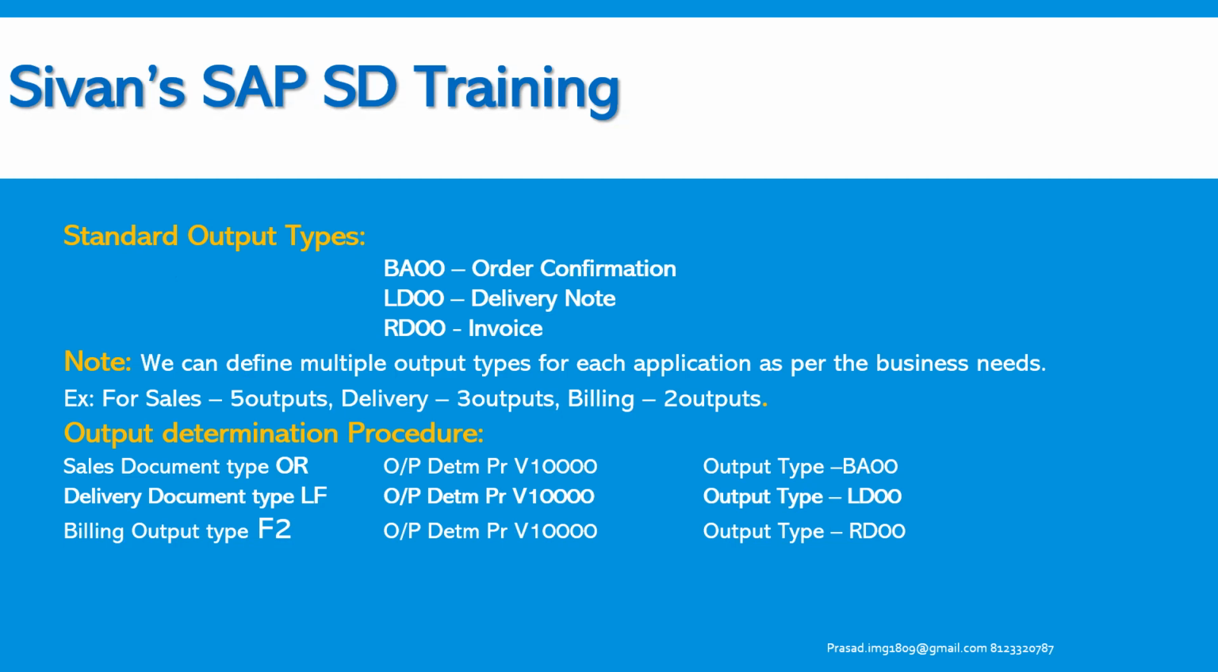Also, we need to design the layout as per the business needs. In a similar way, delivery may have 3 outputs and billing 2 outputs. All of that depends on the business needs and how the output will be determined.